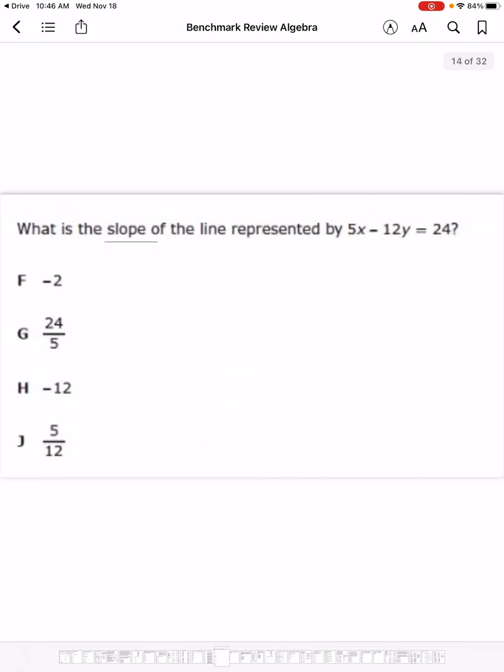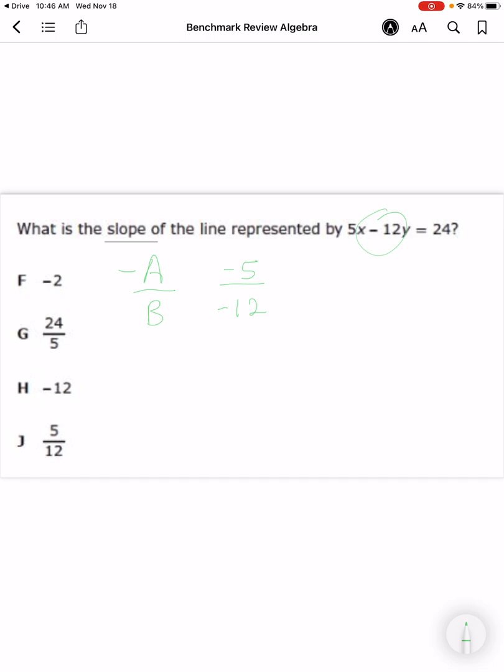Okay, again, it's a function question. Okay, we're looking for the slope of a line. So again, to find slope, we have two options. One of the options is to do the opposite of the a value, which is connected to x, divided by the b value. So the opposite of 5 would be negative 5, and then b is negative 12. So it's negative 5 divided by negative 12, which changes to 5 over 12. And so our correct answer would be J. So it's the opposite of the A number, the opposite of 5 is negative 5, and then the B number, negative 12.